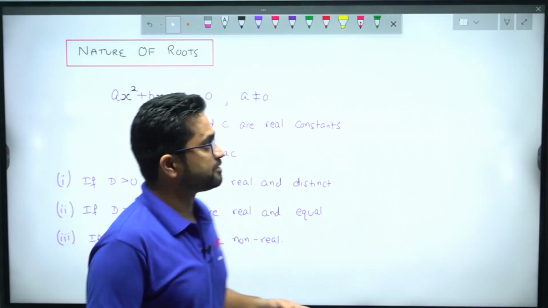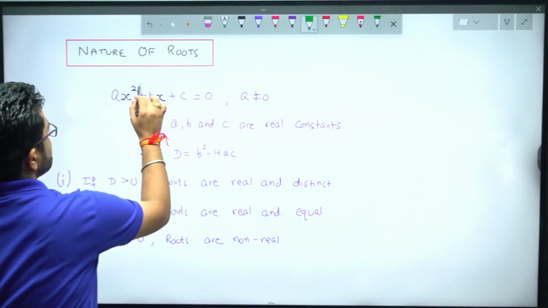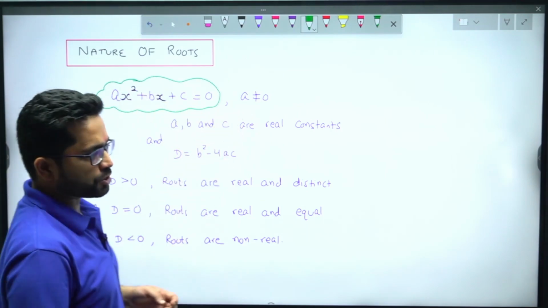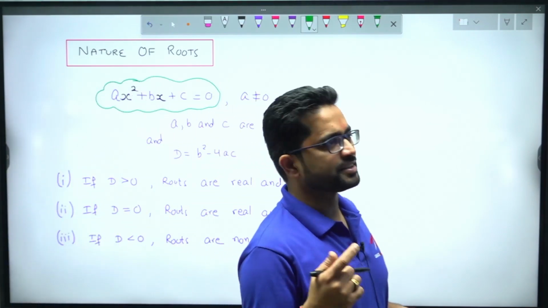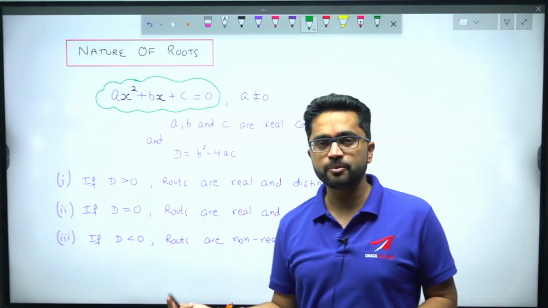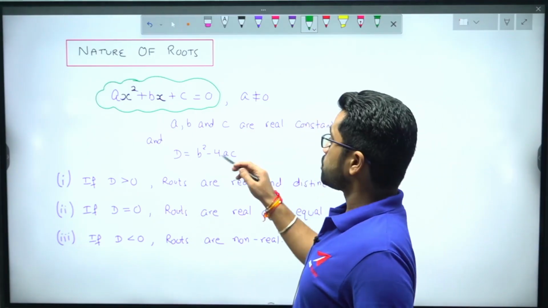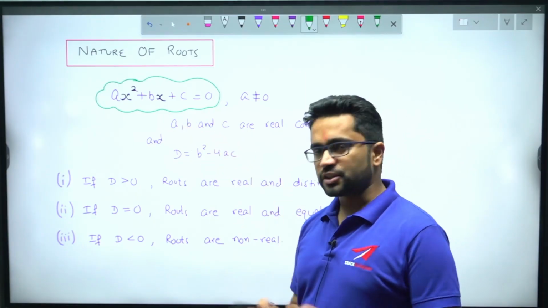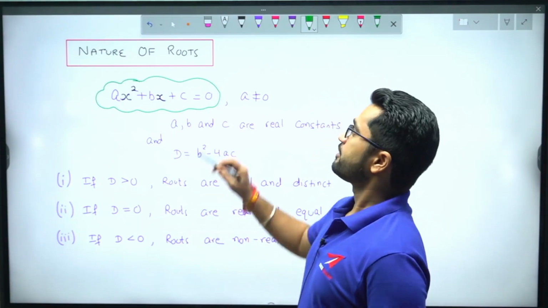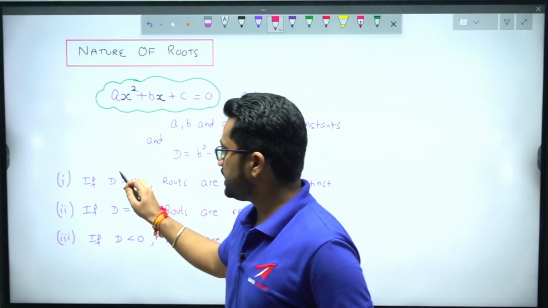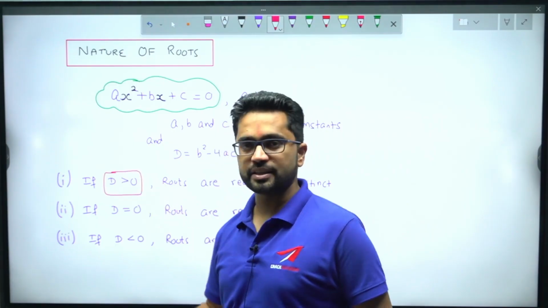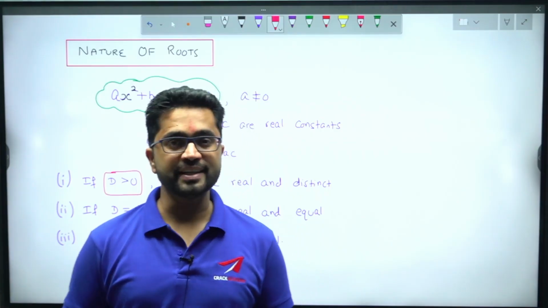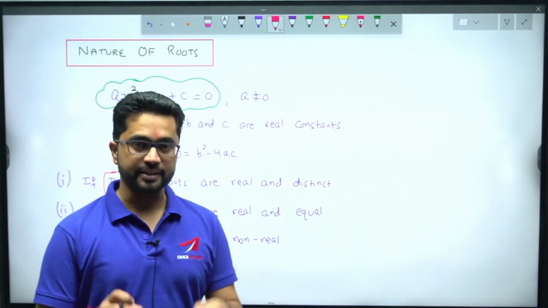All of us have the idea, like for any particular quadratic equation, ax square plus bx plus c, where a is not equal to 0, a is the coefficient of x square, b is the coefficient of x, and c is the constant term or the coefficient of x to the power 0. The roots are alpha and beta, and the discriminant is b square minus 4ac. Now, what is discriminant? Yes, this b square minus 4ac. It will discriminate the category of roots. That is why it is known as discriminant.